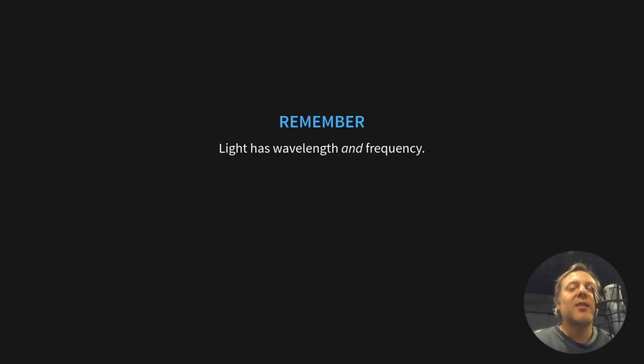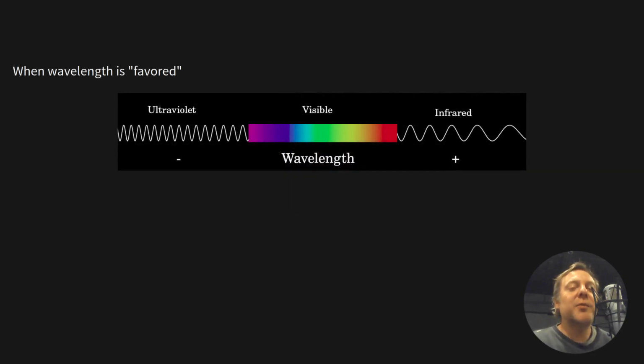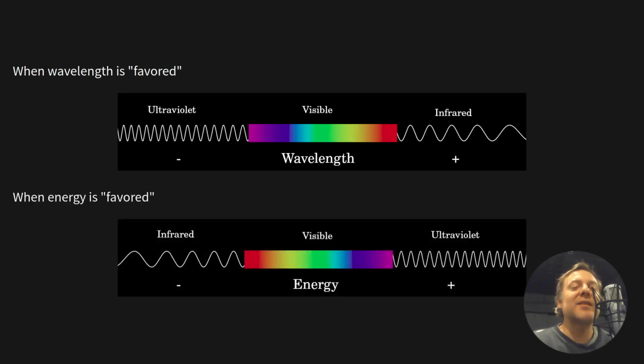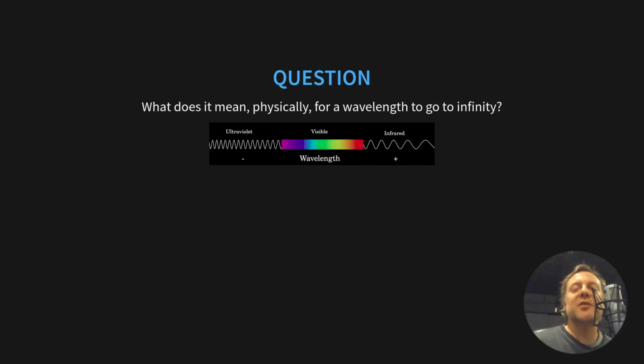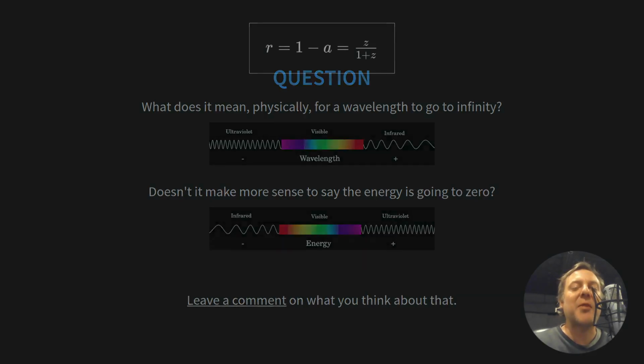So remember, light has a wavelength and frequency and an energy. As redshift goes up, the wavelength goes up, but the frequency goes down and the energy goes down. When depicted like this, it looks like redshift could be an increasing phenomenon because the wavelength is going up. But when depicted like this, where energy is favored, you can see it's more of a decreasing phenomenon because the energy is going down. Well, let me ask you this. What does it even mean physically for a wavelength to go to infinity? Doesn't it make more sense to say the energy is going to 0? You can leave a comment on what you think about that.